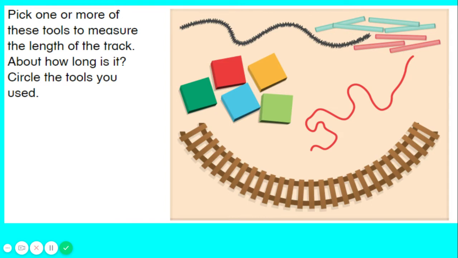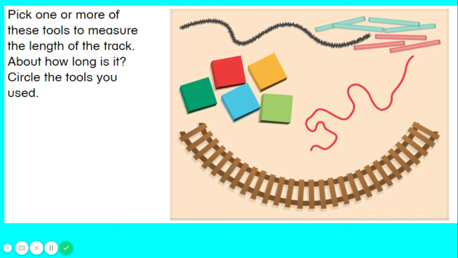For this quick activity, I want you to look at this picture. I have this track on the bottom, and I have to choose the most appropriate tools to measure. It says pick one or more of these tools to measure the length of the track. About how long is it? Circle the tools you used. All right, I want you to think for a few seconds. What tools could you use that will give you the best measurement for the track? Take a look at the track, look at the shape of it. Which tools could you use?